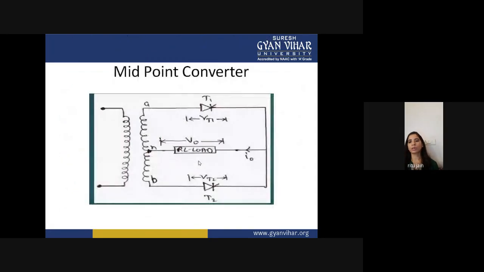Now we come to the next type of converter, which is the midpoint converter. Okay, so you can see in this diagram why this is called a midpoint converter, because we are using one transformer. This is the primary winding of the transformer, and this is the secondary winding of the transformer, and the secondary winding is divided into equal parts. That's why this is called a midpoint converter.